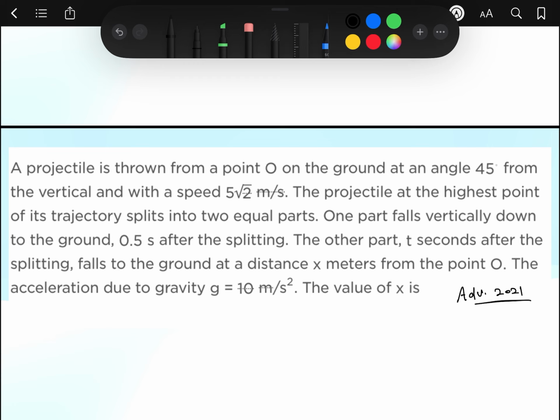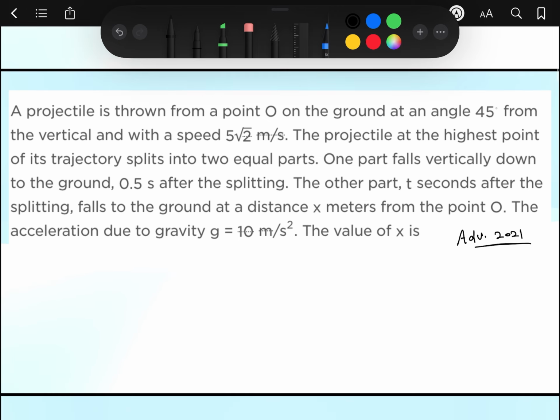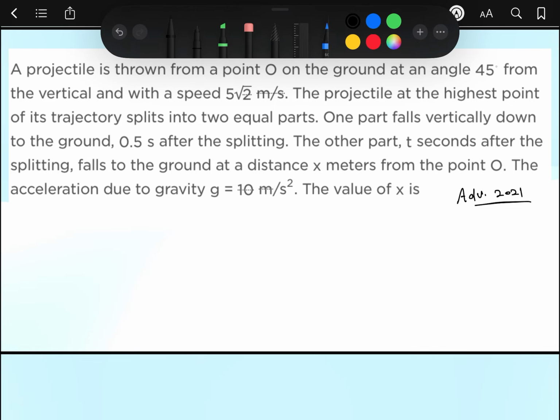The projectile at the highest point of its trajectory splits into two equal parts. One part falls vertically down to the ground 0.5 second after the splitting. The other part, t second after the splitting, falls to the ground at a distance x meter from the point O, that is the point of projection. The acceleration due to gravity is g, that is equal to 10 meter per second square. We have to tell what is the value of x here.